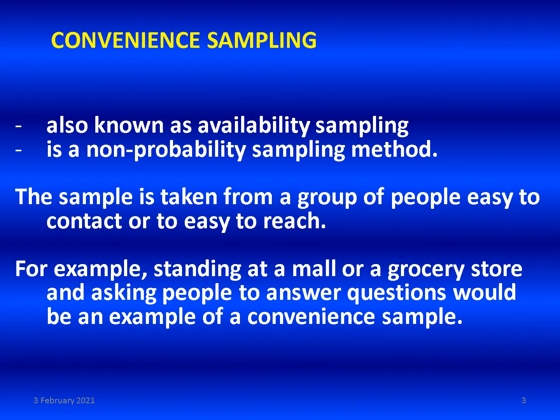Now we can go through different sampling methods. First is convenience sampling. It is otherwise known as availability sampling. It is a non-probability sampling method. In this method, sample is taken from a group of people who are easy to contact or easy to reach. For example, standing at a mall or a grocery store and asking people who are visiting there to answer questions would be an example of convenience sampling.